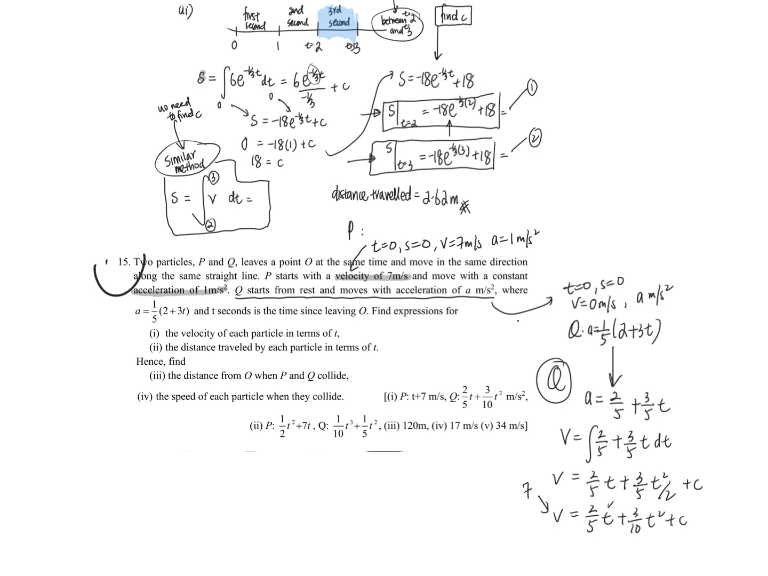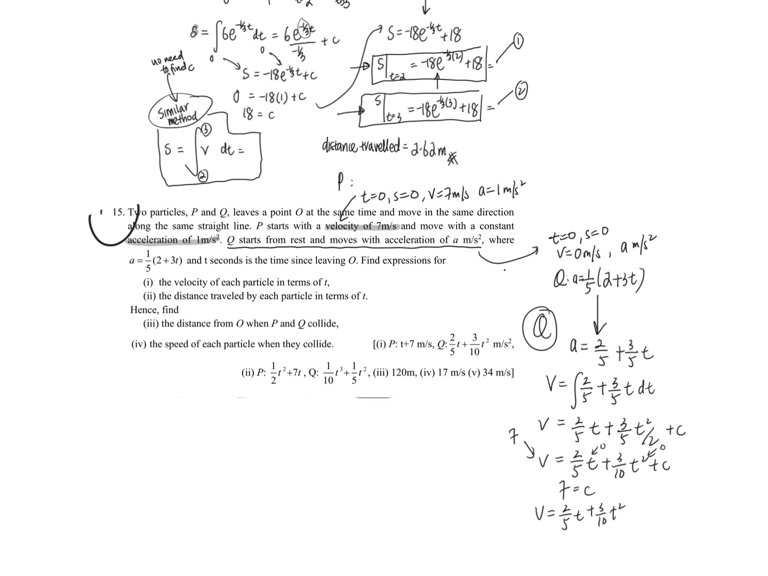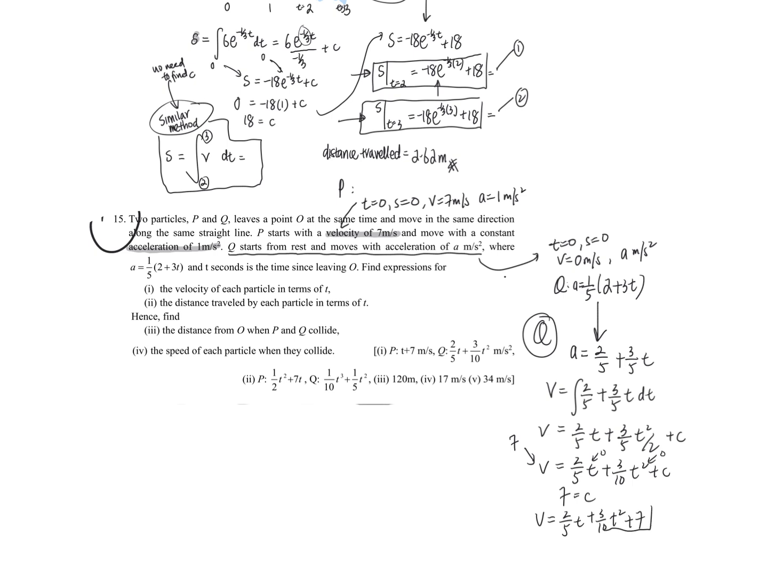But velocity was 7 when t is 0. So C in this case is 7. So this is your first expression. This is velocity of Q.